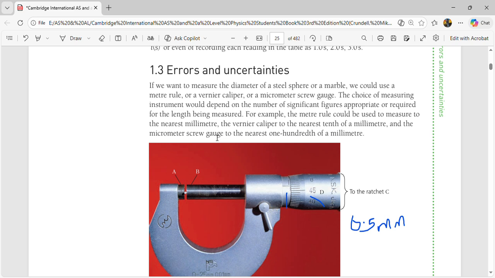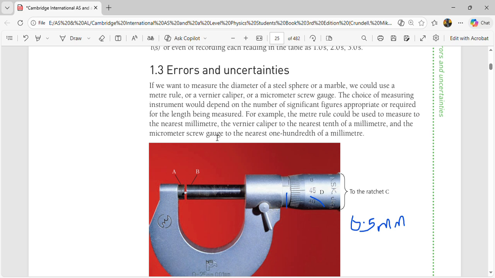So uncertainty is a range of values within which our value lies, or precisely it can be defined according to an instrument. Uncertainty is the equivalence of one smallest division of an instrument, or you can say that is the smallest value possible that an instrument can read. Like that's the smallest reading of an instrument.